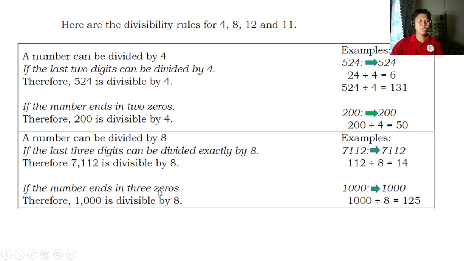Okay? If it ends with 3 zeros, obviously, it is divisible by 8. Like, for example, this 1,000, which is 125. Okay?